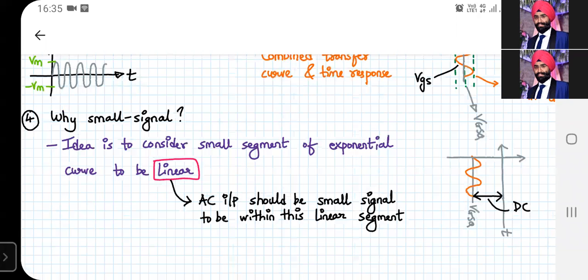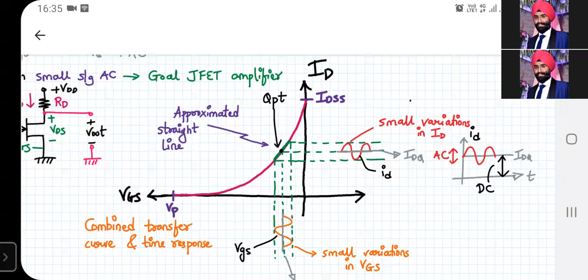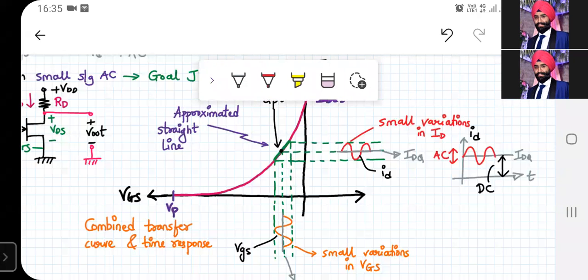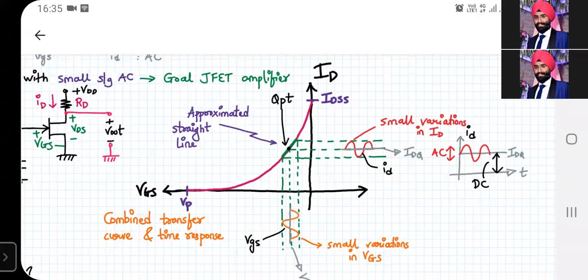Any doubts over here in this curve, because we are moving ahead? Any doubts over here, please? Anyone? You can ask now, or else I can proceed. Okay, no problem.